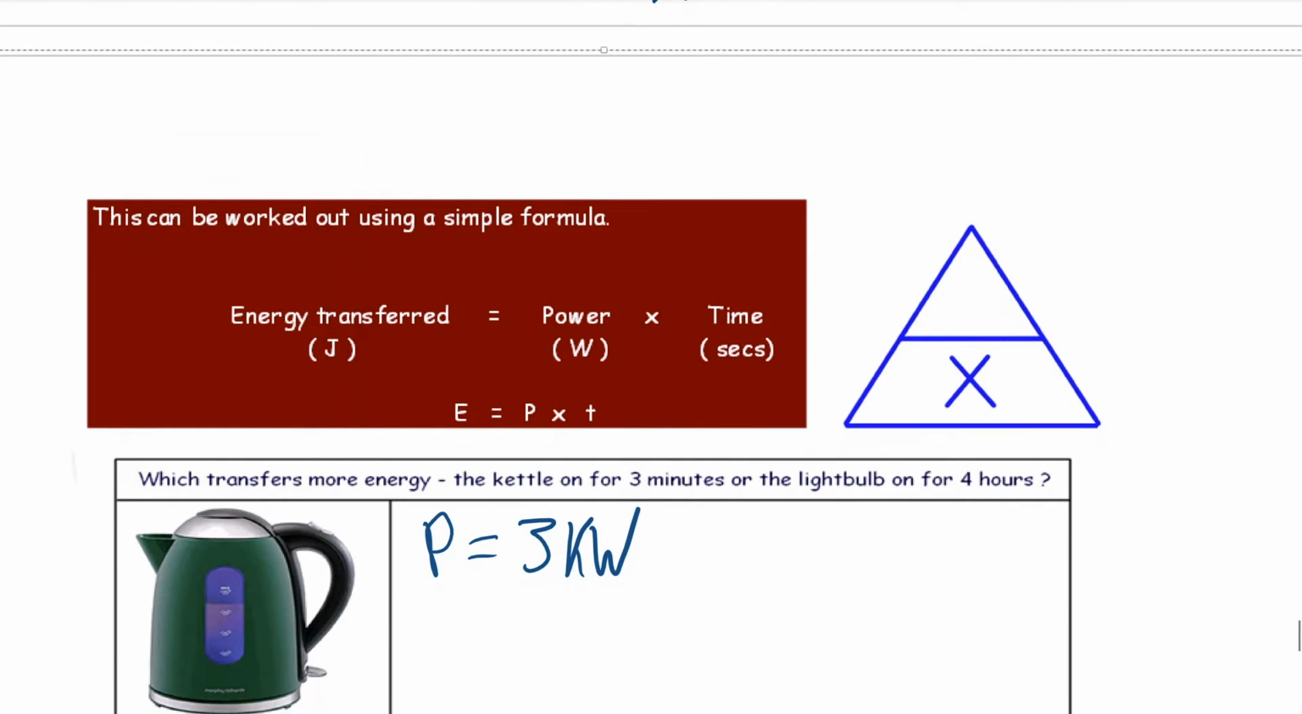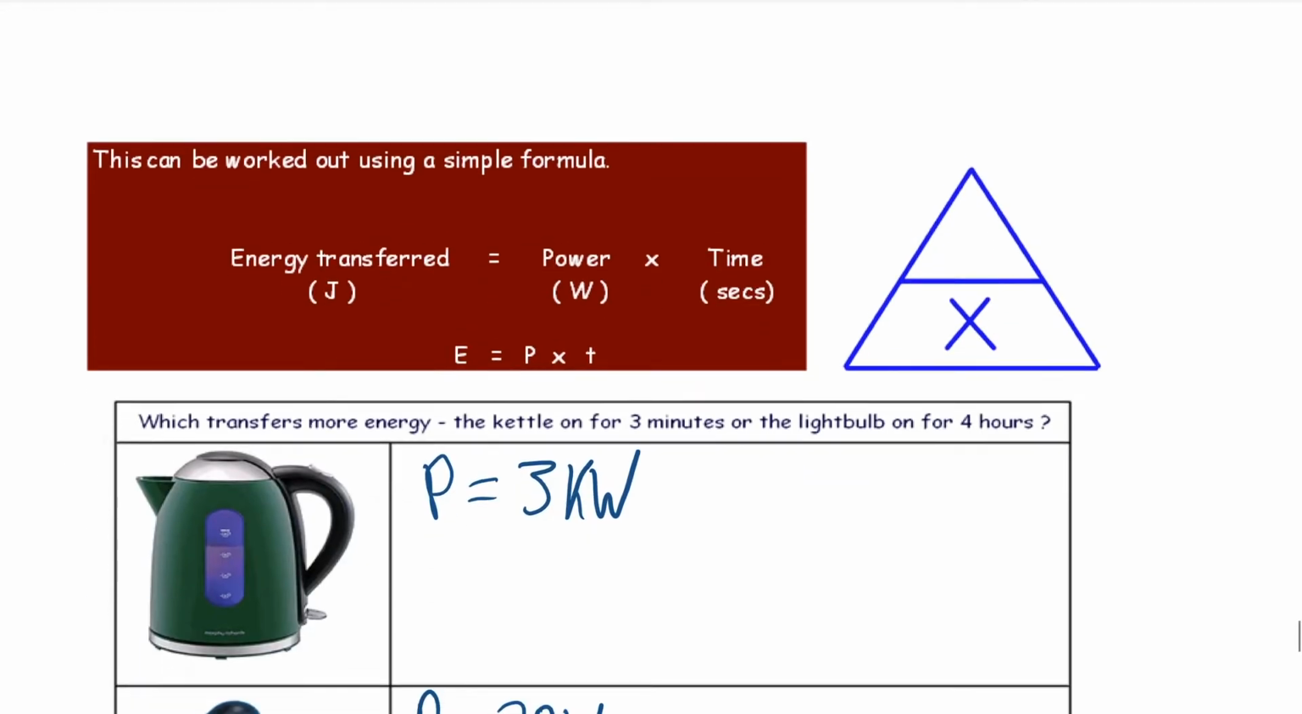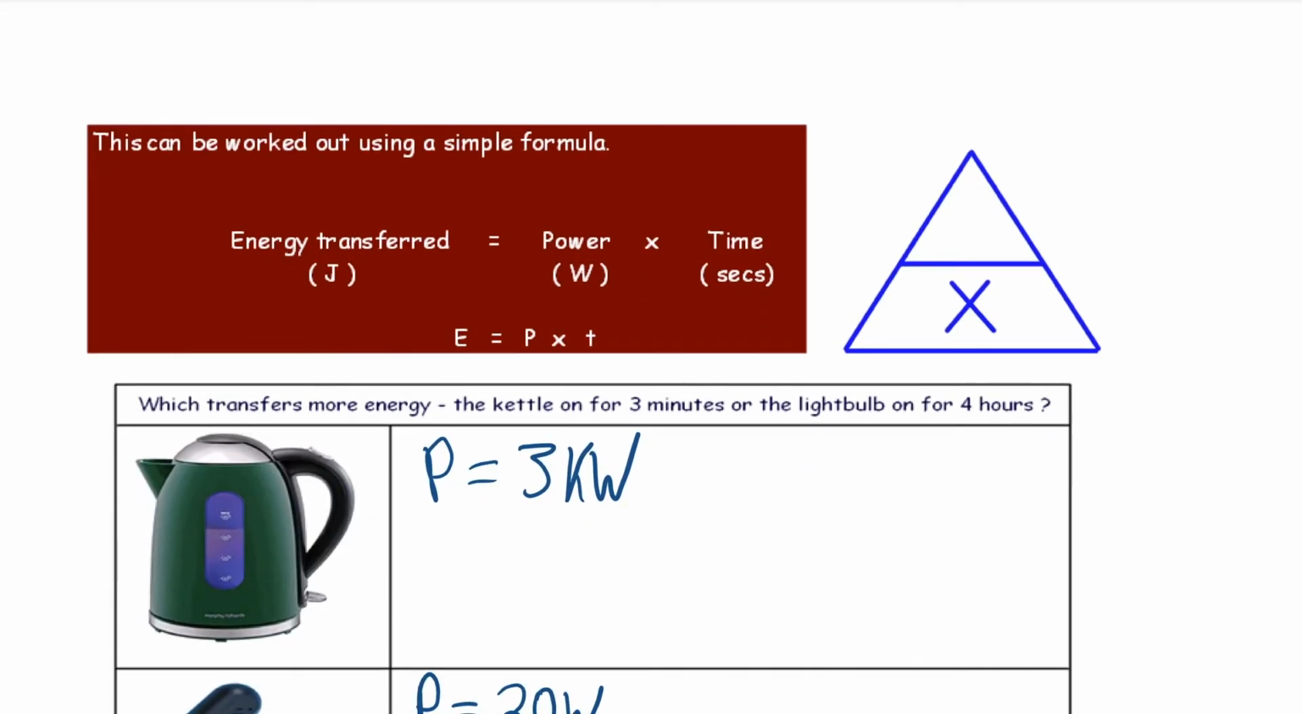Moving on to page 48. New equation. Again, this equation will be given to you in your exam. Energy is power times time.